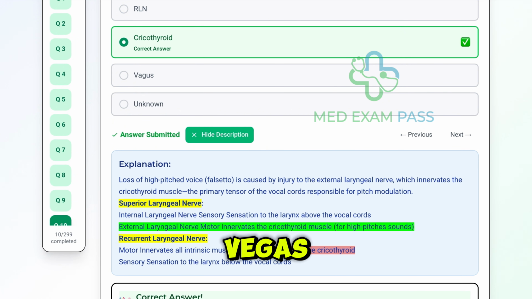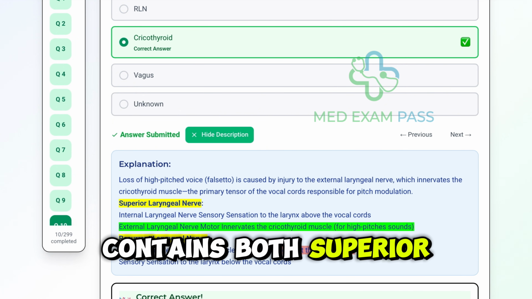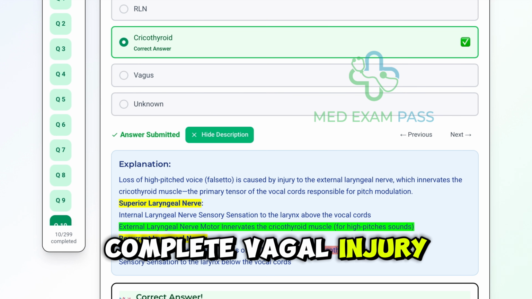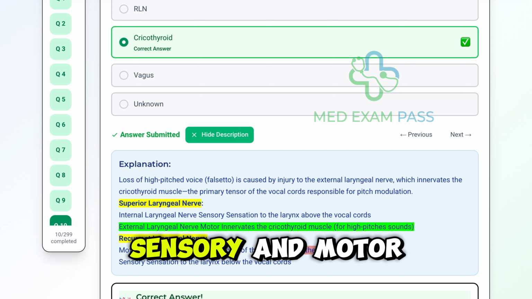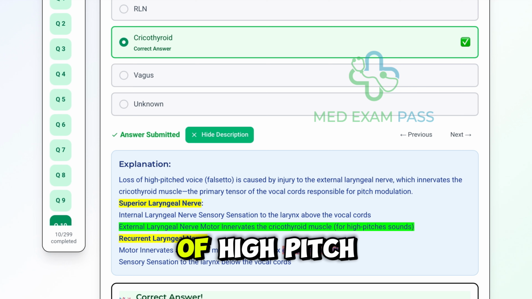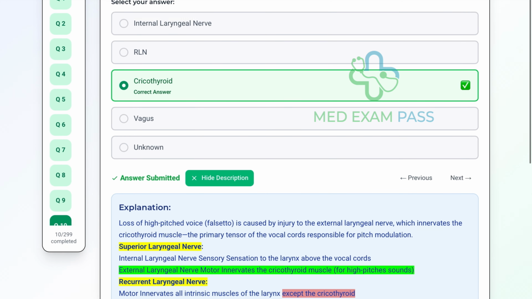Now the vagus contains both the superior and recurrent laryngeal nerves. Complete vagal injury would cause combined sensory and motor deficits, not isolated loss of high pitch. Next question.